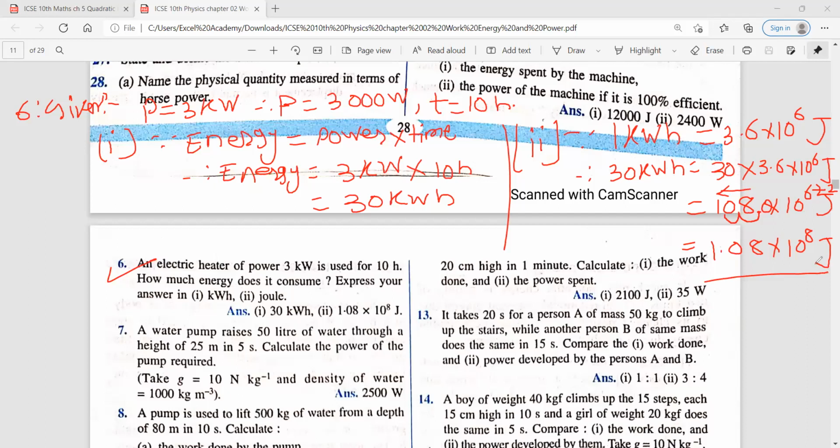It is necessary to write it like this. If you write 108 into 10 raised to 6 joule, technically speaking, mathematically it is correct. But according to scientific notation it is not correct, and you might lose half a mark, maybe even. Understood? So you have to follow scientific notation. All right, next one. 7th.